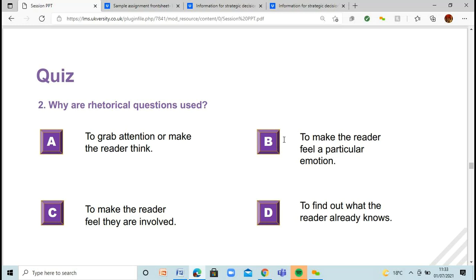A rhetorical question is one that doesn't need an answer, but it makes you feel something when you read it. B. It's not B, you're close. It does make you feel something, but it's not B. It's A. Yes, it grabs your attention. It does make you think, and it does make you feel like, oh, do I really want? They're asking you, do you want your street to be as dirty as mine? You're like, oh, so it does make you have an emotion, but it's more to grab your attention or to make you think.